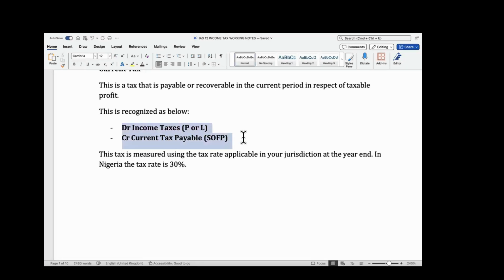If this is your journal entry, let's say, for example, the estimate of current tax is... okay, I can see a hand raised. You can go ahead, please. Good evening, sir.